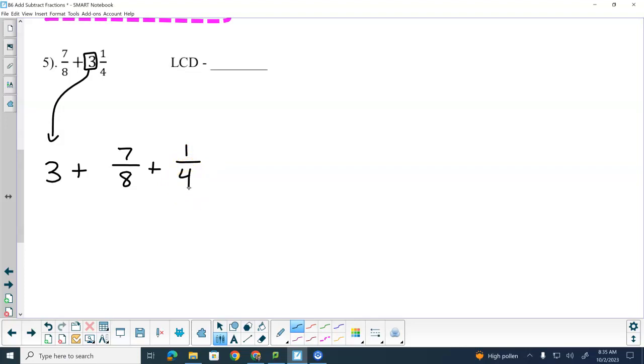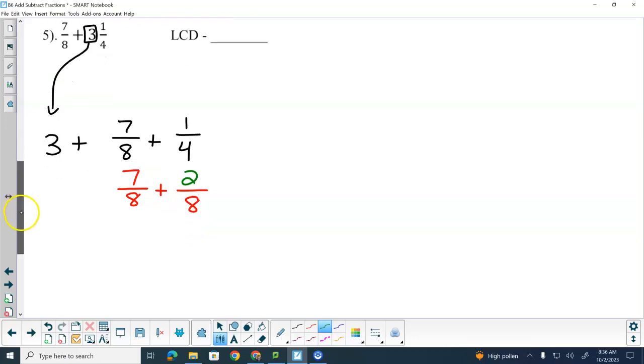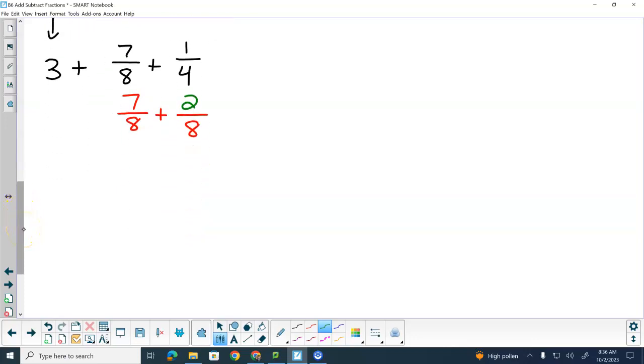7/8 and 1/4. What's my common denominator? 8. Okay? So this first one doesn't have to change. What does 1/4 become in eighths? 2 of them? 2/8 there. Okay? 7 plus 2. That becomes 9.